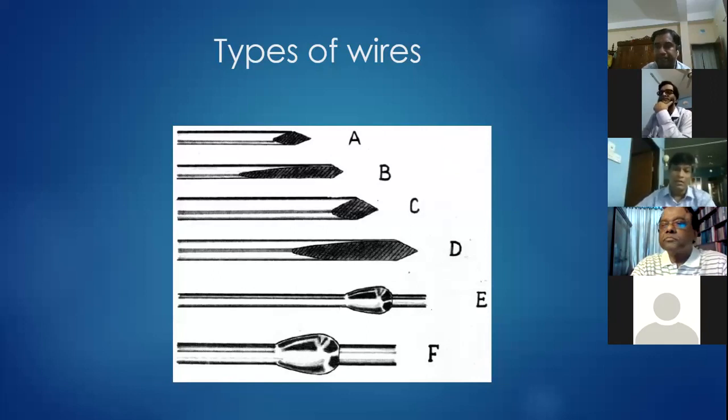For cancellous bone drilling, we use the Trocar tip shown in figures A and C. And we also use the olive wires in figures E and F.